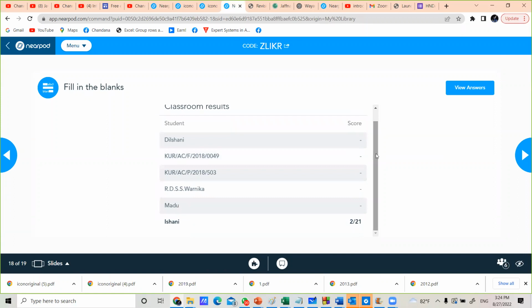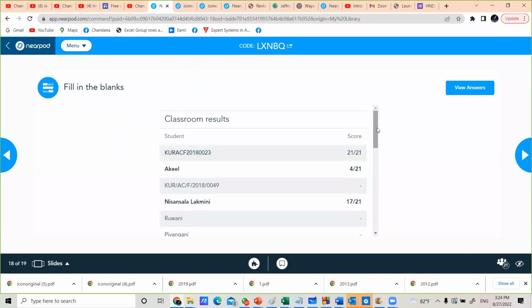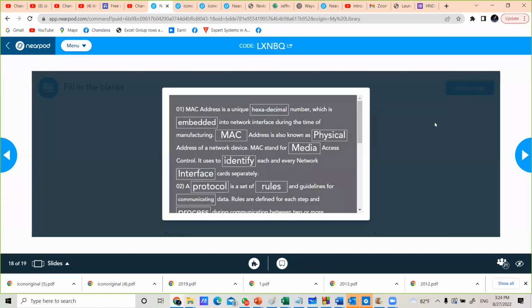In this group, Pishani only sent 2 out of 21. Right. Okay, we'll see the answers. Here, MAC address is a unique hexadecimal number that I mentioned earlier. All the MAC addresses are hexadecimal numbers, which are embedded into the network interface during the time of manufacturing.